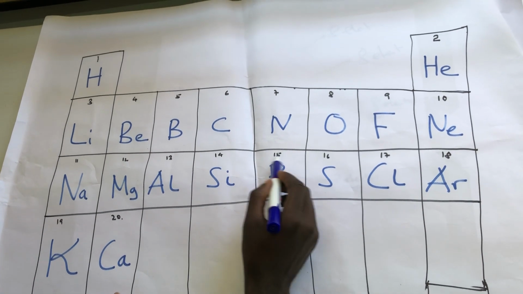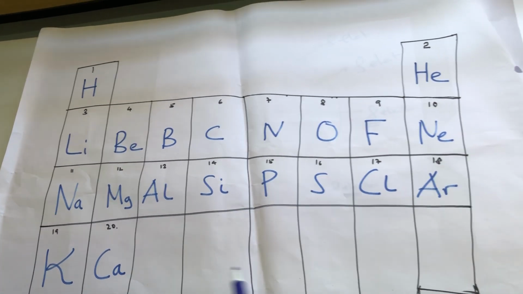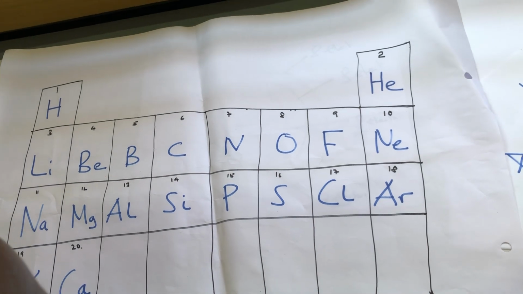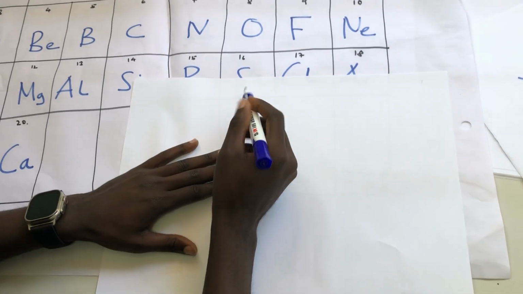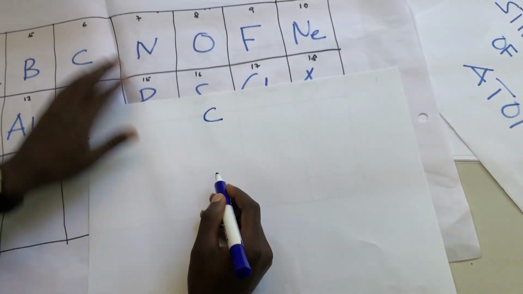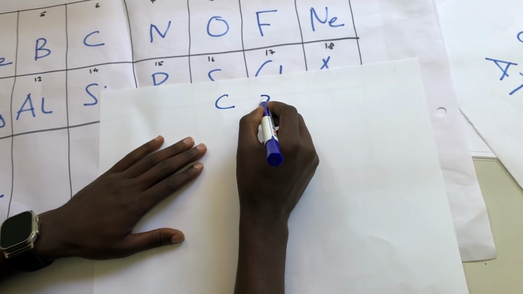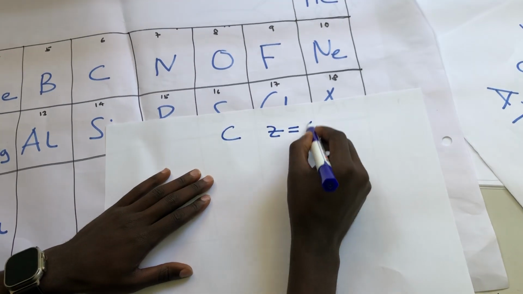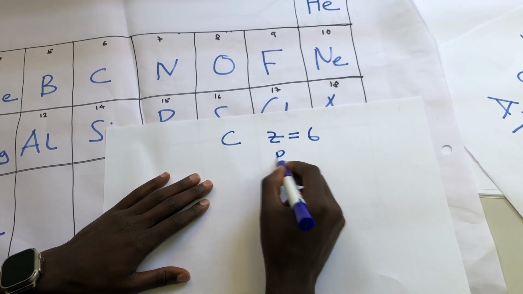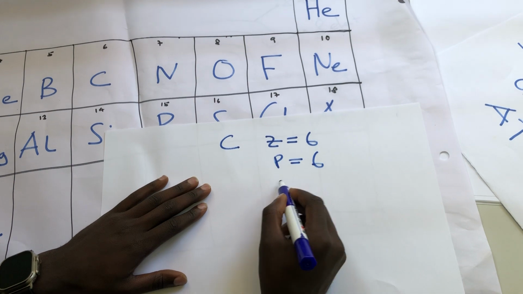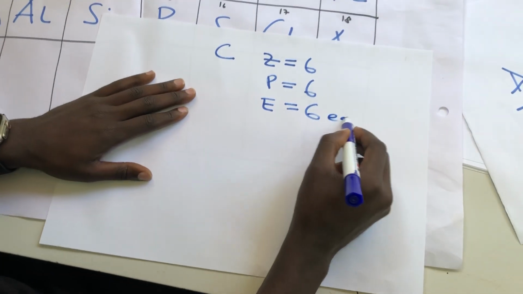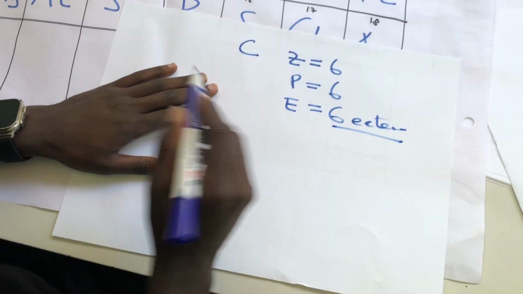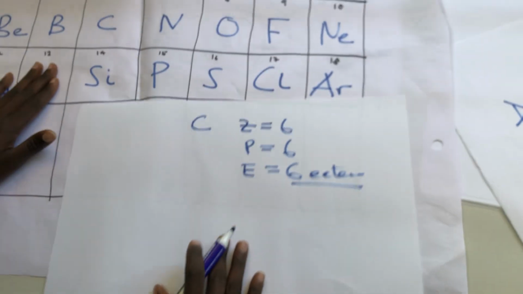Phosphorus atomic number yake 15, sulfur atomic number yake 16. Kwa hiyo sasa, mfano kuchukulia element of carbon. Carbon ana atomic number which is represented by Z, atomic number of 6. Manake pia protons number zitakuwa 6. Number of electron pia zitakuwa 6. Kwa hiyo ukishapata number of electrons inakuwa ni rahisi wewe kuweza kudraw electronic configurations.